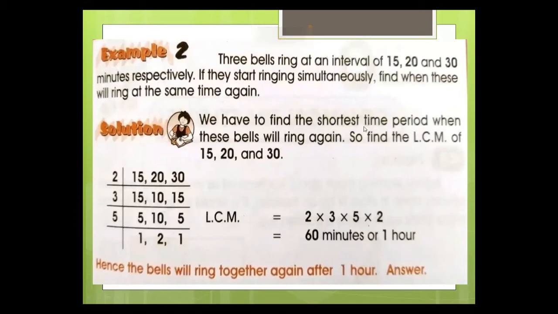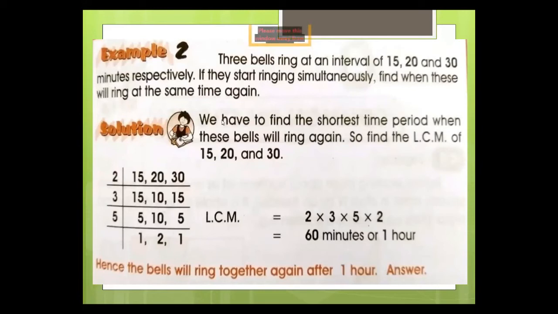We have to find the shortest time period when these bells will ring again. So if you have to find the shortest or the smallest, then you use the method called the LCM, and you can find the LCM by two methods. Either you solve this question with the division method or the factor method. It's your choice. So we take all these three numbers, 15, 20, and 30, and solve by using the division method. Firstly, we pick a number which divides all these three numbers at a time.